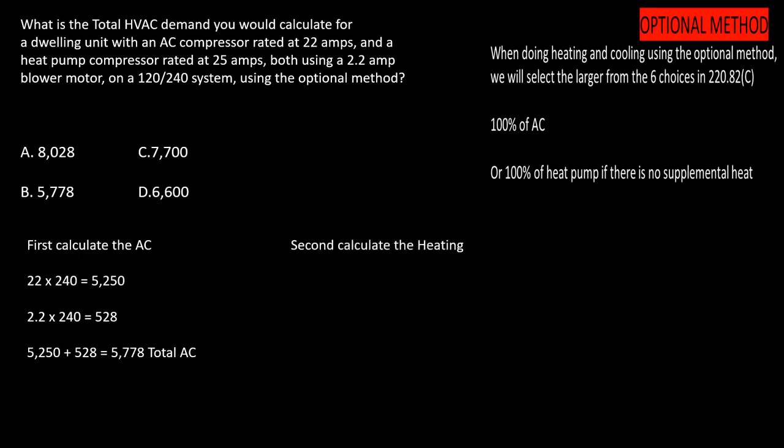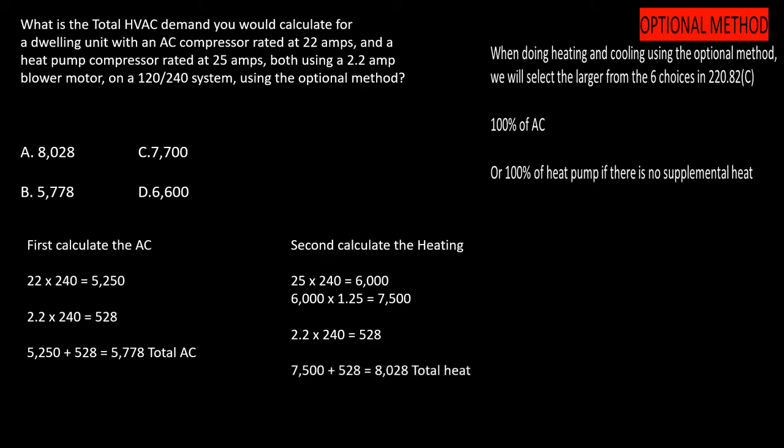Now let's go ahead and calculate the heat. We're going to take 25 and multiply it by 240, and that's going to give us 6,000 VAs. Then this is going to be our largest motor, we're assuming, in this calculation. I have you do that just for good practice, so that's 6,000 multiplied by 1.25, which takes it up to 7,500. Then we add in the blower motor, which is going to give us another 528 VAs. Then we add that all together, and that's going to give us 8,028 total heat.